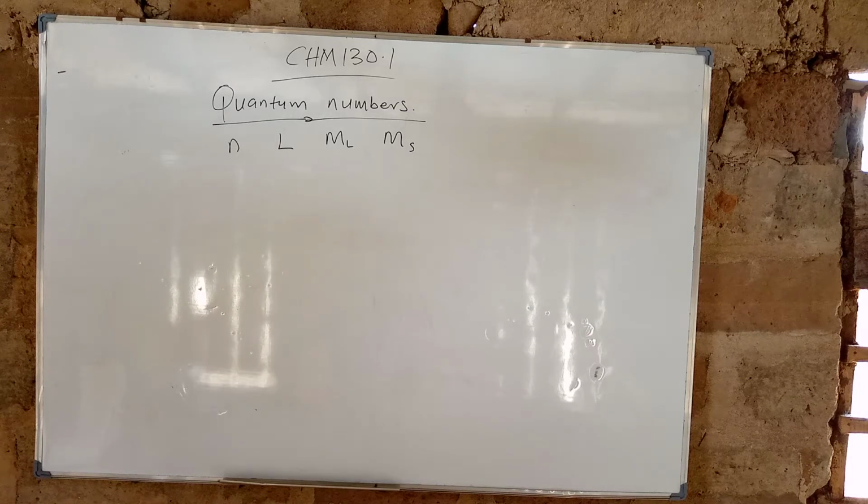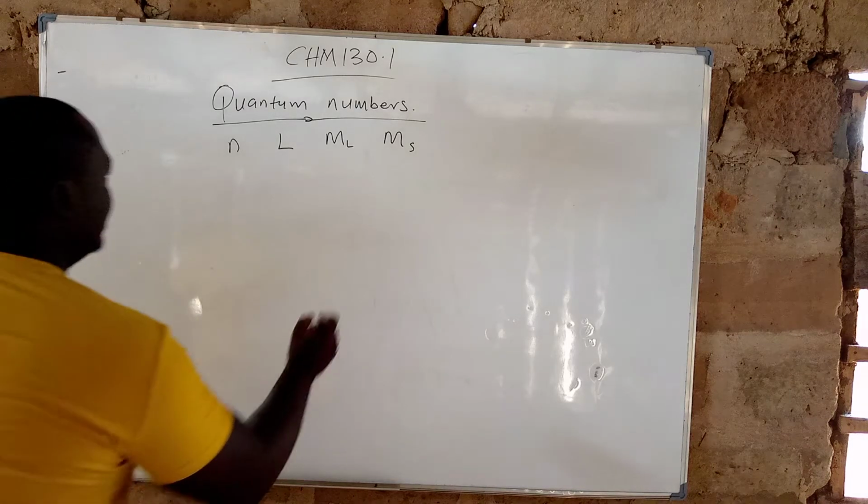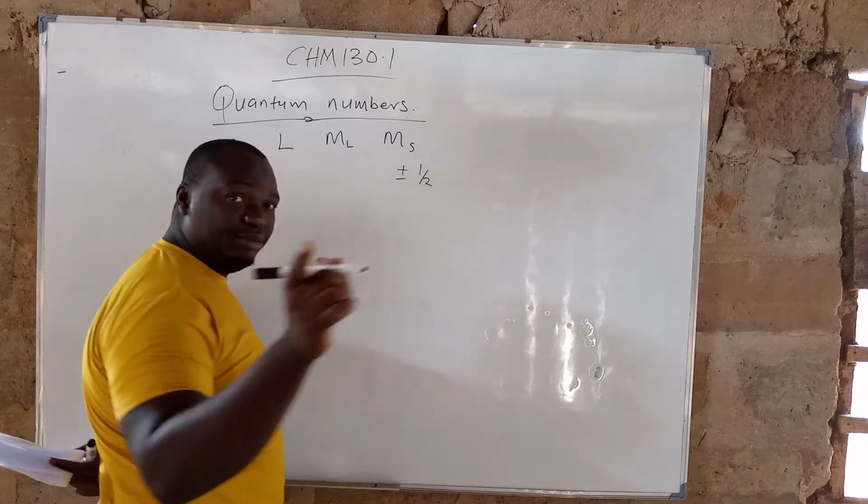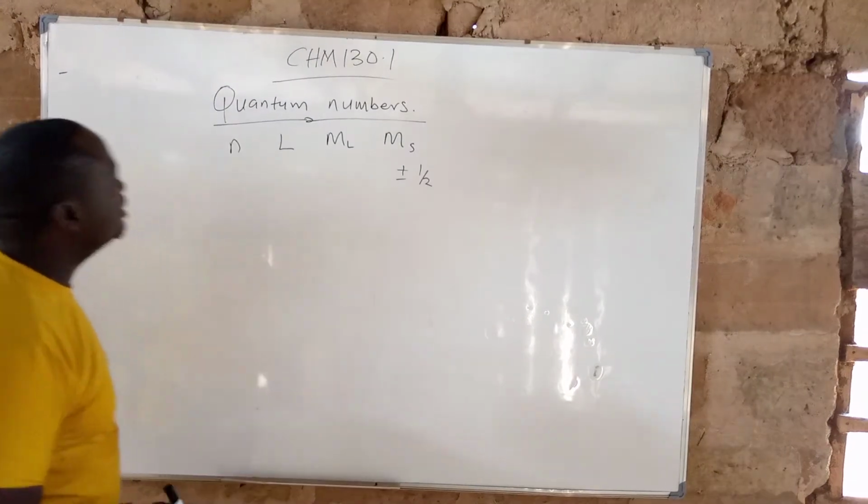I'm taking my time to do this because, believe me, there's a lot of calculations here. And then the MS is the magnetic spin, and the magnetic spin is either plus or minus 1/2. You will see it in a minute.